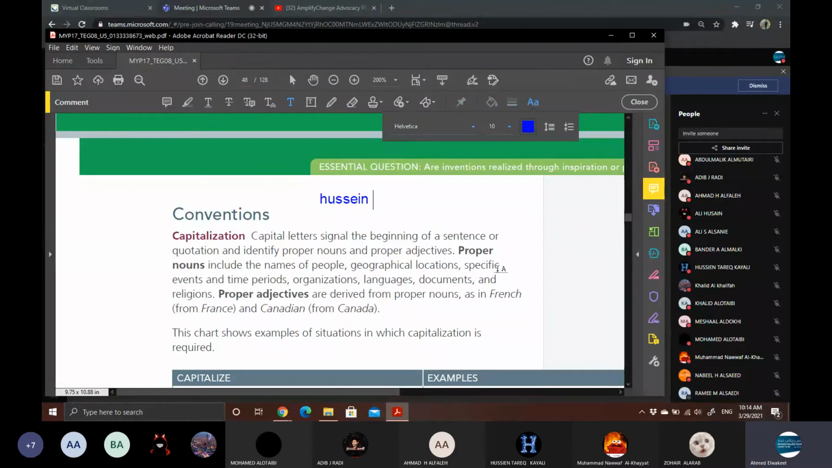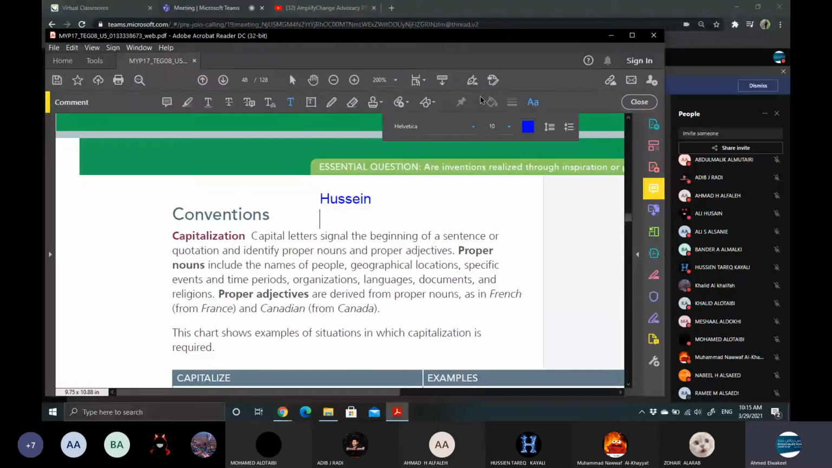That's a mistake because Hussein is a proper noun. Consequently, we have to capitalize the H. And also we have some proper adjectives, like for example, Italian pizza or French bread or Canadian poet. So using these proper adjectives, also they must be capitalized.